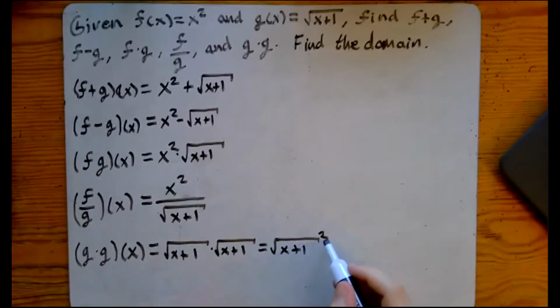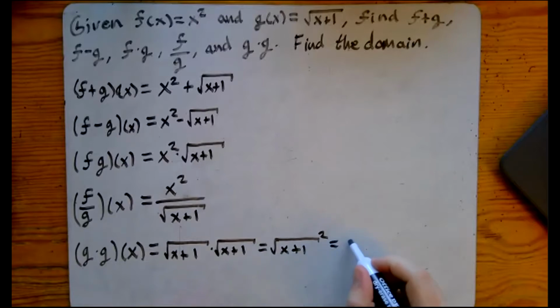Oh, hey, and the square root squared is x plus 1. If you take a square root and square it, then you cancel it all out, leaving behind the contents of the radical. Neat.